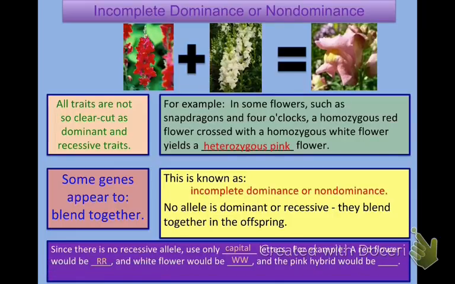So what would the pink hybrid be? It would be a combo of the two. So it'd be big R, big W. Exactly. Good job. So big R, big W.